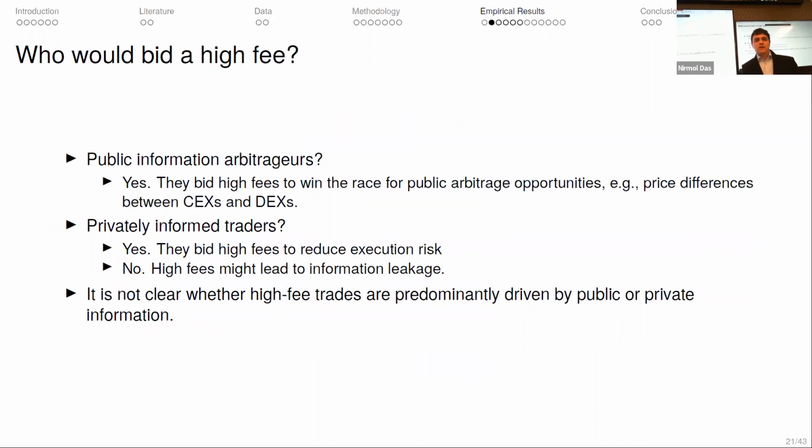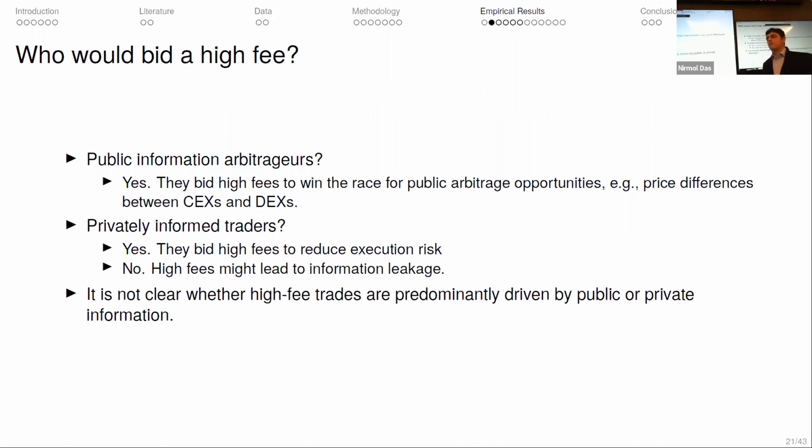So now let me turn to the results. I think the first question is who would be the high fee traders, right? Is it arbitrageurs who are exploiting private information? For example, if I observe that there is a price misalignment between a centralized and decentralized exchange, I may want to exploit it by trading both on the centralized exchange and the decentralized exchange so that I can close out this arbitrage opportunity. And if I want to win the race for exploiting these arbitrage opportunities, I might be willing to bid a high fee. So in principle, they could do that.